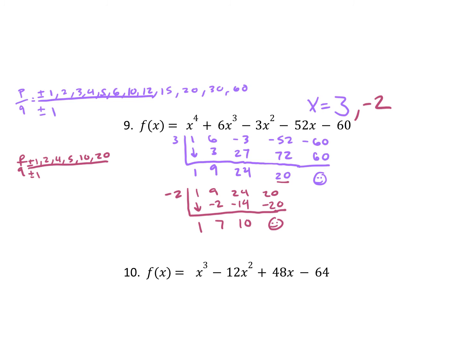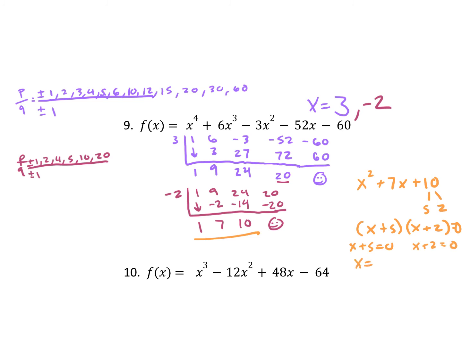Now, we can just factor what we got here. So this would be x squared plus 7x plus 10. Do I have 2 factors of 10 that add to 7? 5 and 2. So this would be x plus 5 and x plus 2. Set both parts equal to 0. So x is equal to what? -5 and -2. So add those to our list also. We have -5 and another -2.